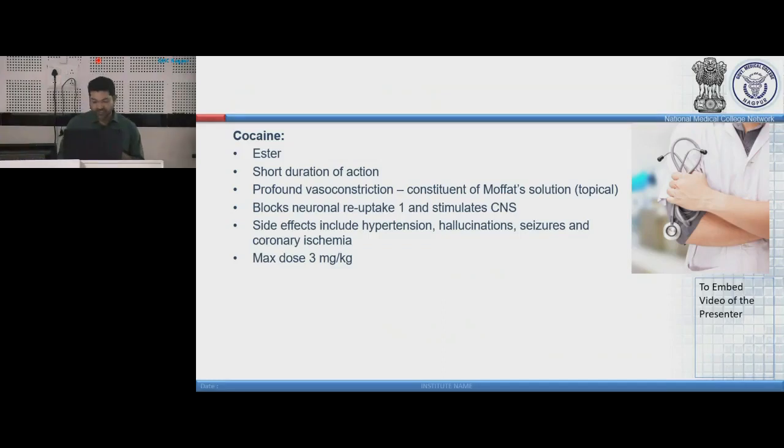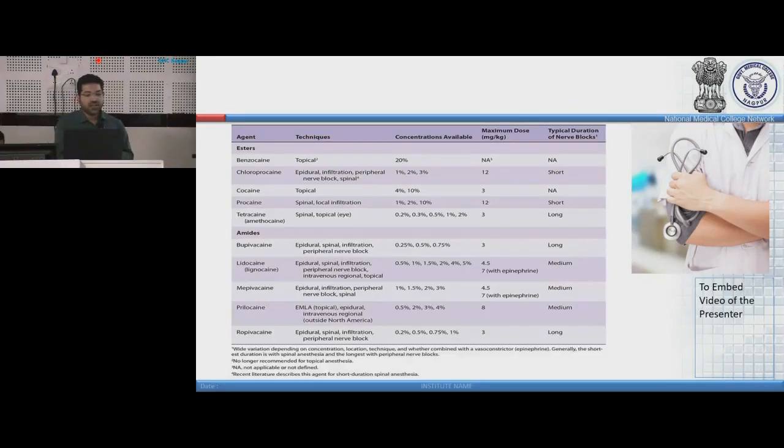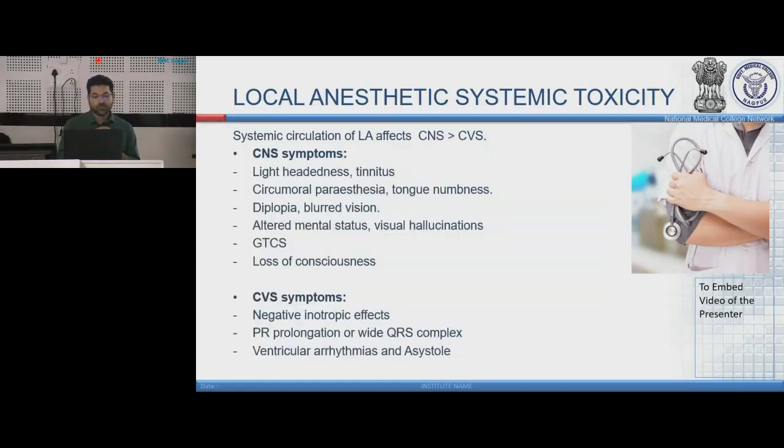Maximum dose is 3 mg per kg. In this chart, we can see the agents, techniques which are used, concentration available in market, maximum dose, and typical duration of nerve block. Local anesthetic toxicity: systemic circulation of local anesthetic agent affects the CNS more than the CVS.